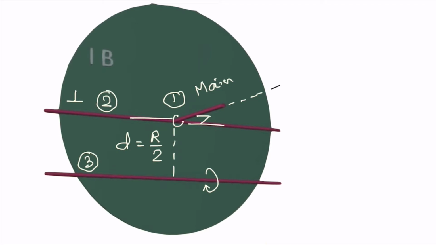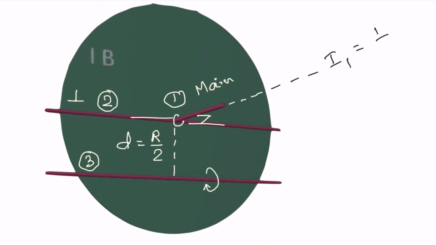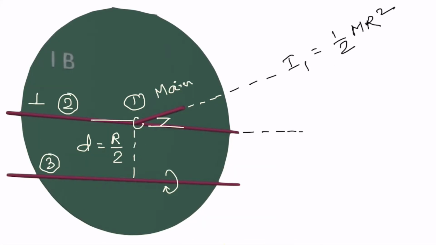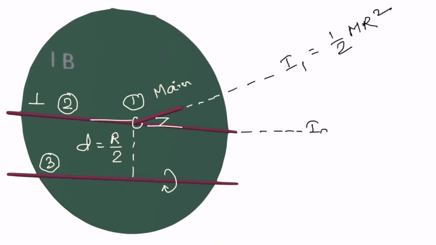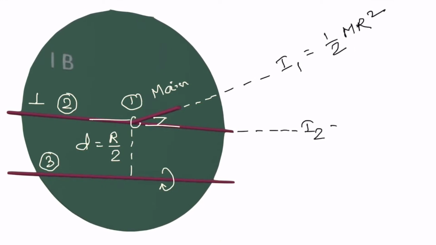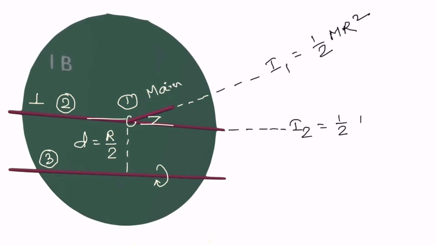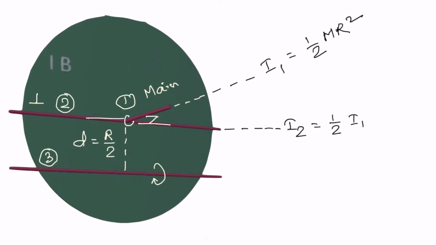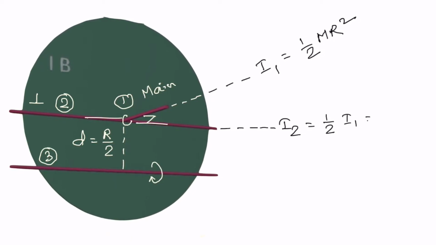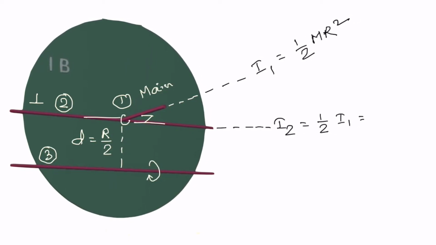Clearly enough, I1, which is nothing but I main, for a disk we know happens to be half mr square. Now I2, that is, with respect to the second axis, the moment of inertia should be half of the main axis, that is I1. This is a shortcut. It specially happens for symmetric bodies like a disk.